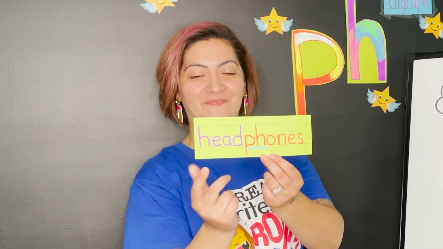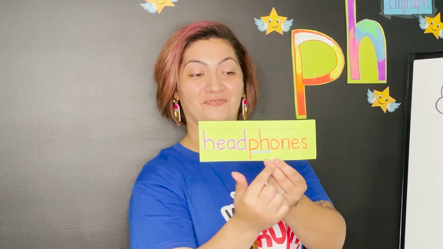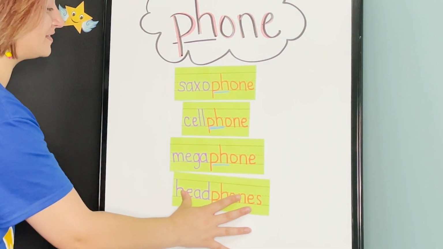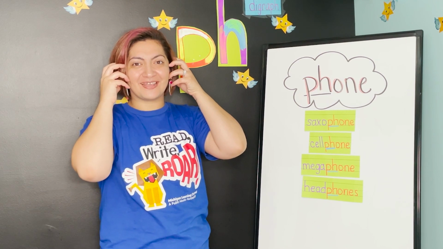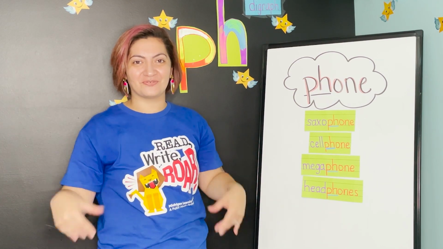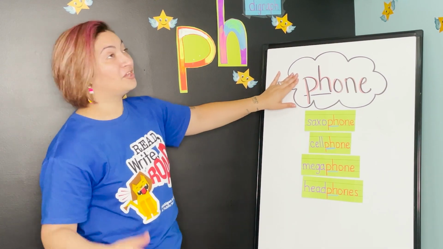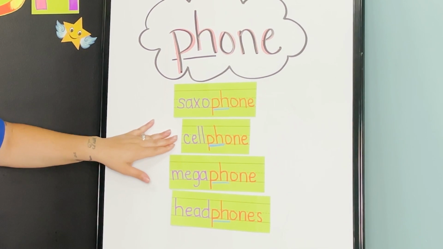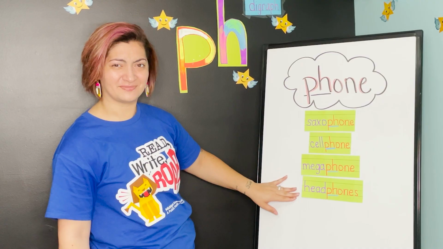All right, scouts, I have one more word for us to read. Did you figure out that first part? Head. Headphones. And you might wear some headphones when you're listening to some music, right? So that you don't distract other friends. All right, so out of the word phone, you can continue to make different words like saxophone, cell phone, megaphone, headphones. Can you think of another one?